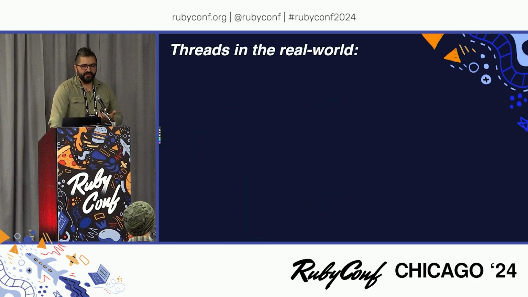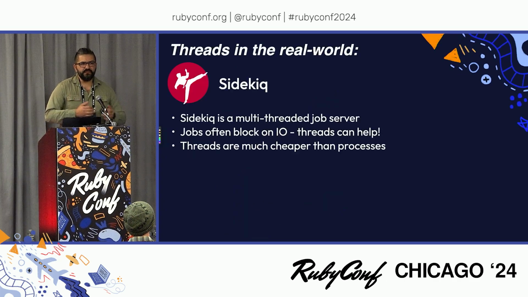So what's an example of threads in the real world? Sidekiq is a perfect example. Sidekiq is a multi-threaded job server. That was kind of one of its innovations at the time. Jobs often block on I/O, so it's really valuable to have threads. They can help you parallelize your I/O. And threads are much cheaper than processes, so you can have a lot more of them.